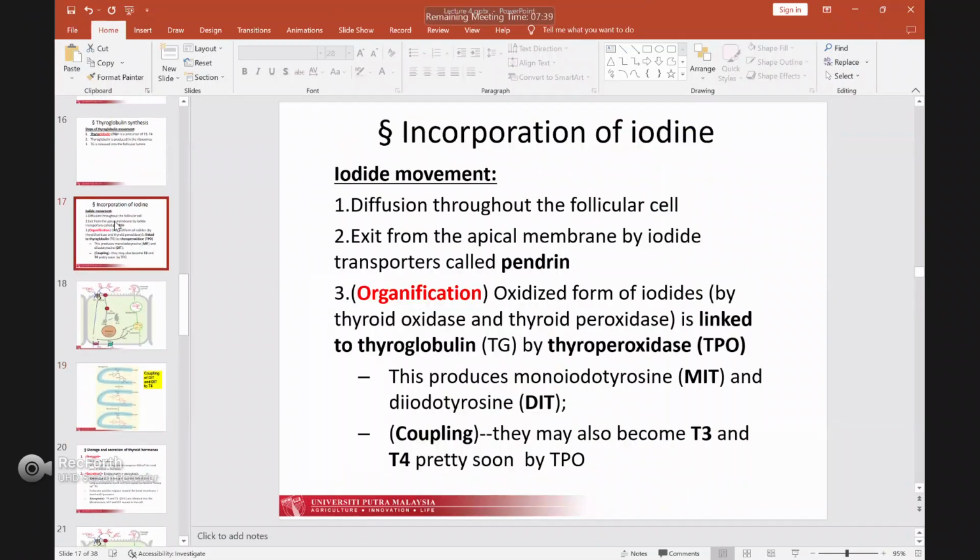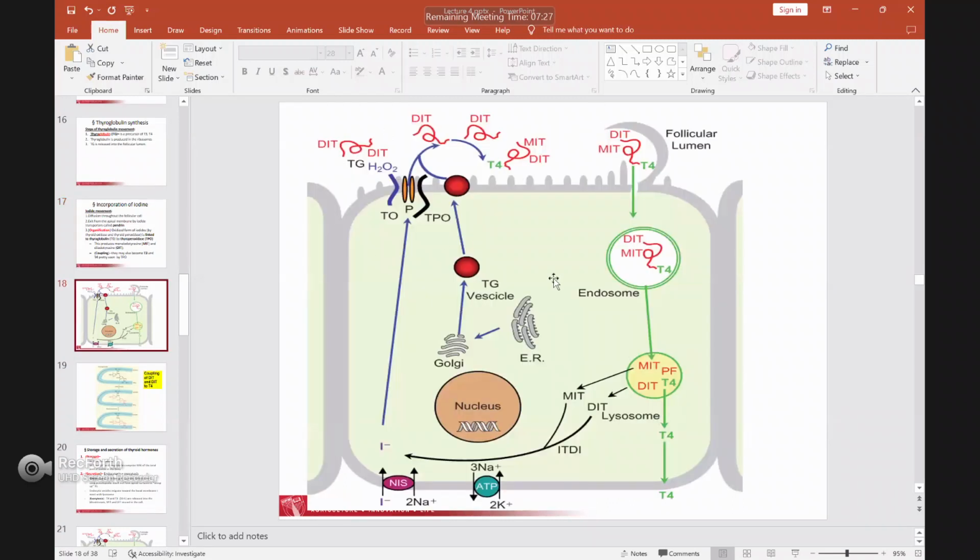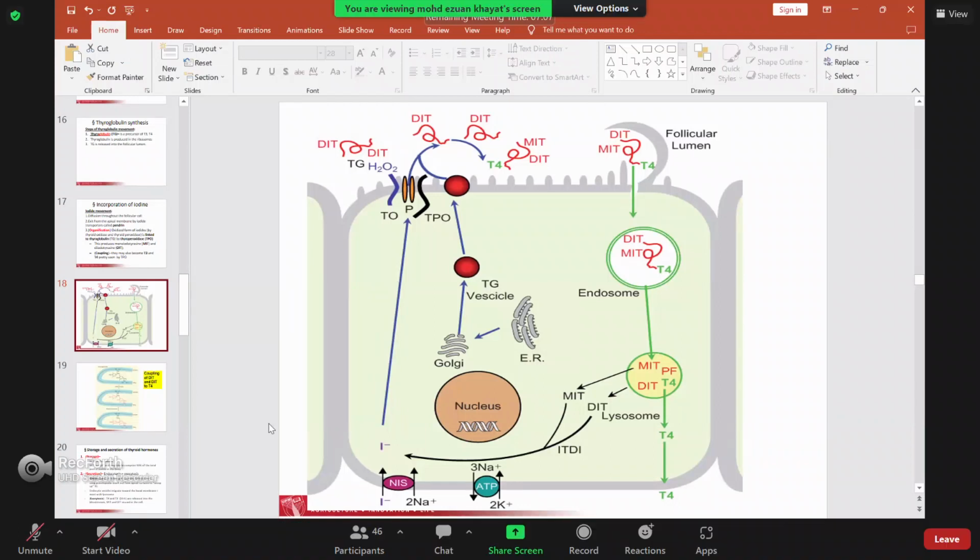So the organification is actually the process where the iodine is attached to the thyroglobulin. The iodine will be oxidized first. Before you attach iodine to the thyroglobulin, you have to oxidize the iodine. If not, this iodine cannot be attached to the thyroglobulin. So the whole process, the attachment of the iodine to the thyroglobulin, is the organification. We call it the organification.